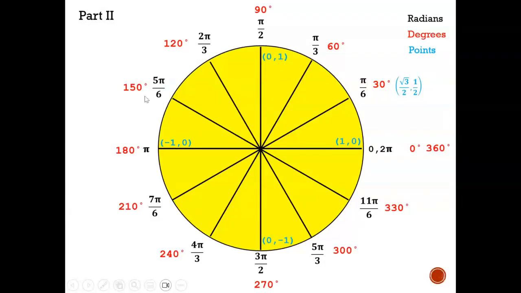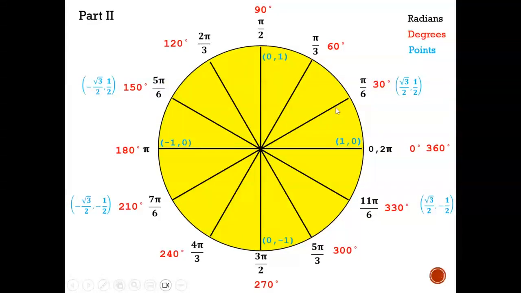And now we have another 6 in the denominator, 5 pi over 6. So that's going to be negative square root of 3 over 2, 1/2. We have 7 pi over 6. Both are going to be negative, so it's going to be negative square root of 3 over 2 and negative 1/2. And on quadrant 4, we have 11 pi over 6, which is going to be a positive square root of 3 over 2 and negative 1/2.